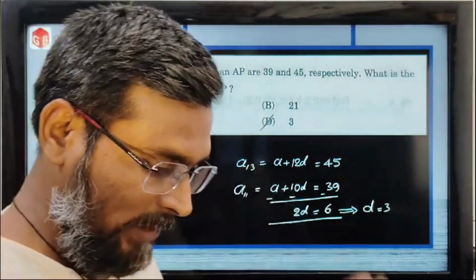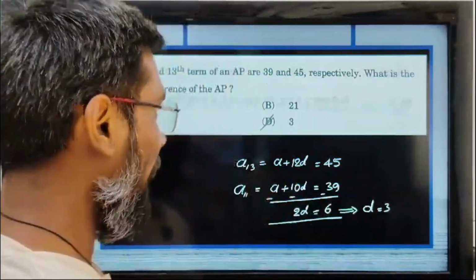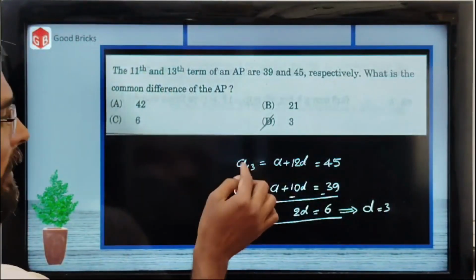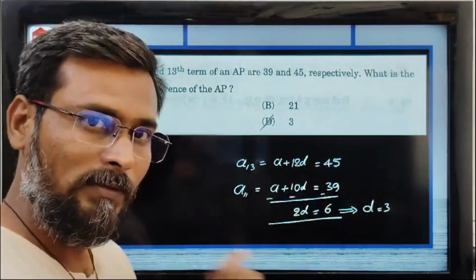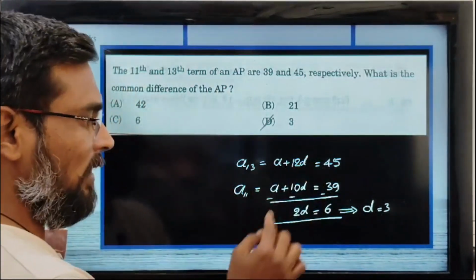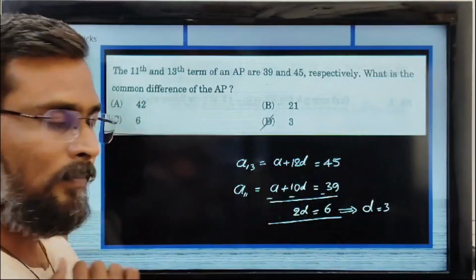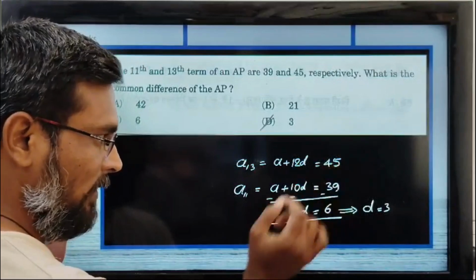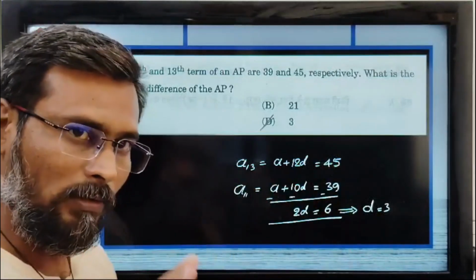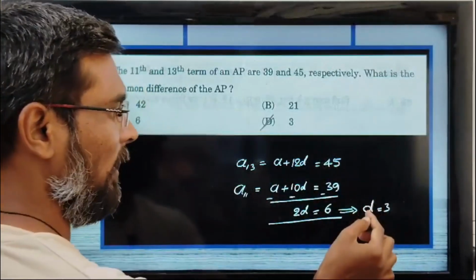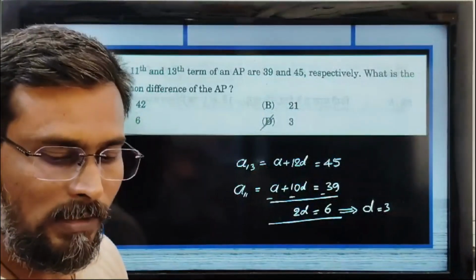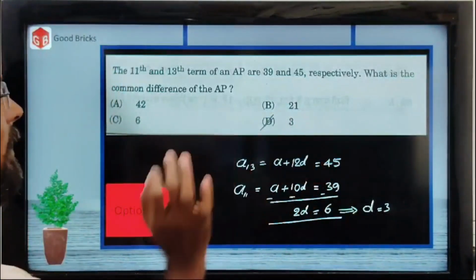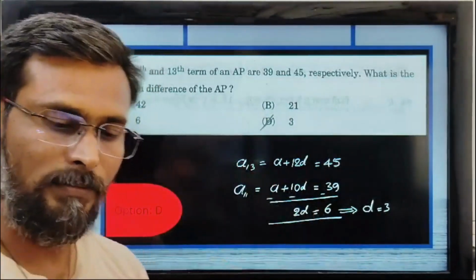Now one more expected interesting problem is they have given the 13th and 11th term. So the 13th term is nothing but a plus 12d. The 11th term is nothing but a plus 10d. When you subtract this from this, you will get 2d is equal to 6, and they are asking us to calculate the d value. So d is equal to 3. Hence we have to select option D for this question.